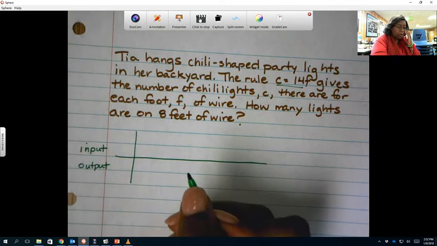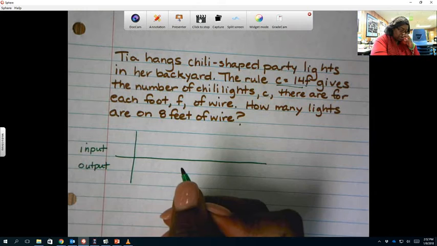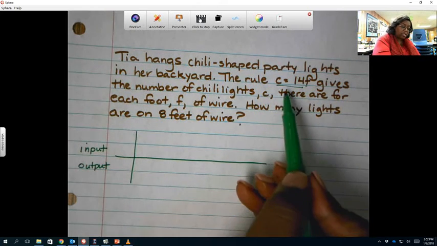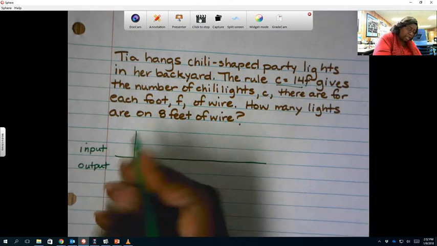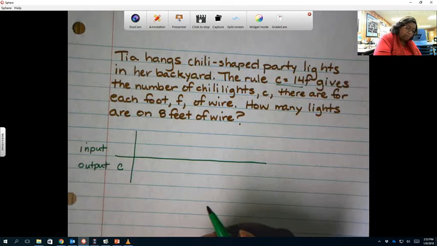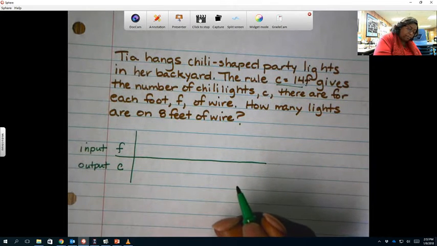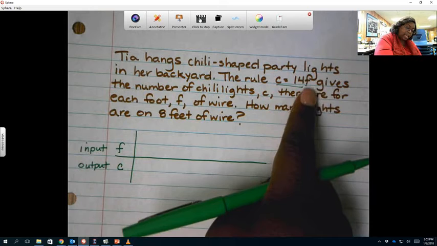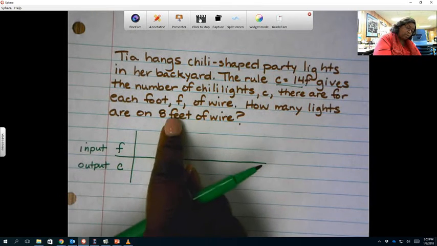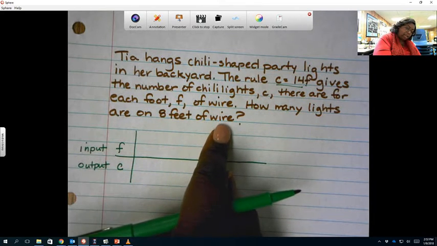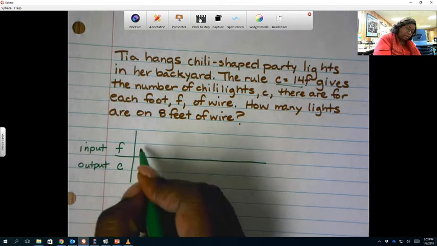How do you know what is your input and your output? Well, your output is always your answer. And since it says C equals, C is our answer. So C will go on the bottom row. F will go on the top row. We're looking and saying that we want to know for 8 feet of wire. 8 feet is the input, the number of feet.